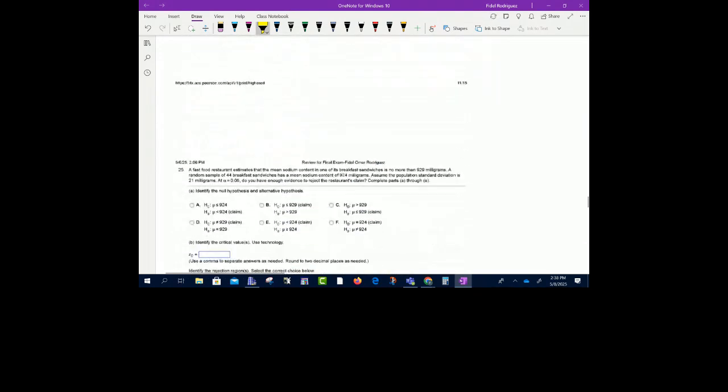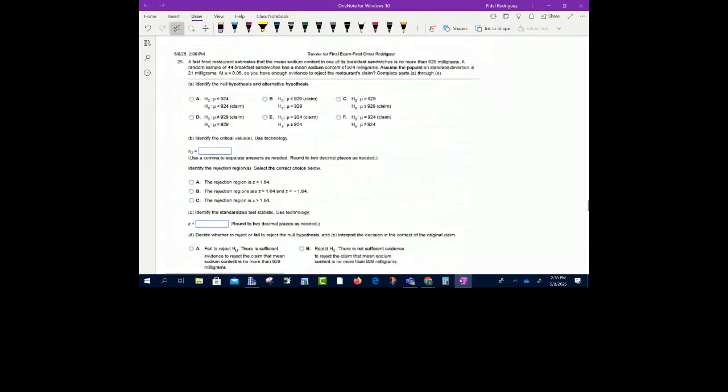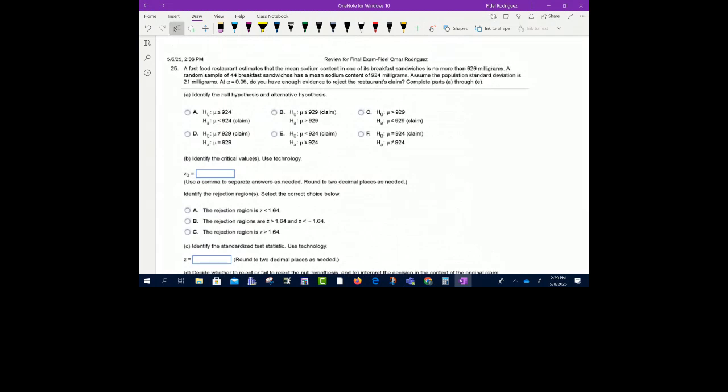All right, so let me keep moving down the list, and let's see if we can figure out this one. So look, y'all, we got number 25. A fast food restaurant estimates that the mean sodium content in one of its breakfast sandwiches is no more than 925 milligrams. Okay, so we're talking about the mean.